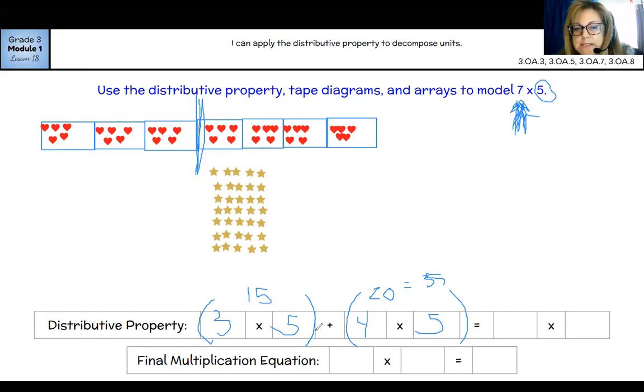So what this is really saying is this 3 groups of 5 and this 4 groups of 5 is the same as saying 3 5s, 4 5s, 5 5s, 6 5s, 7 5s. It's the same as saying 7 times 5. So I know that 7 times 5 equals 35. So if I were to break this apart showing the same thing, I would take 3 rows of 5 and split it there. This shows 3 times 5 and this shows 4 times 5.